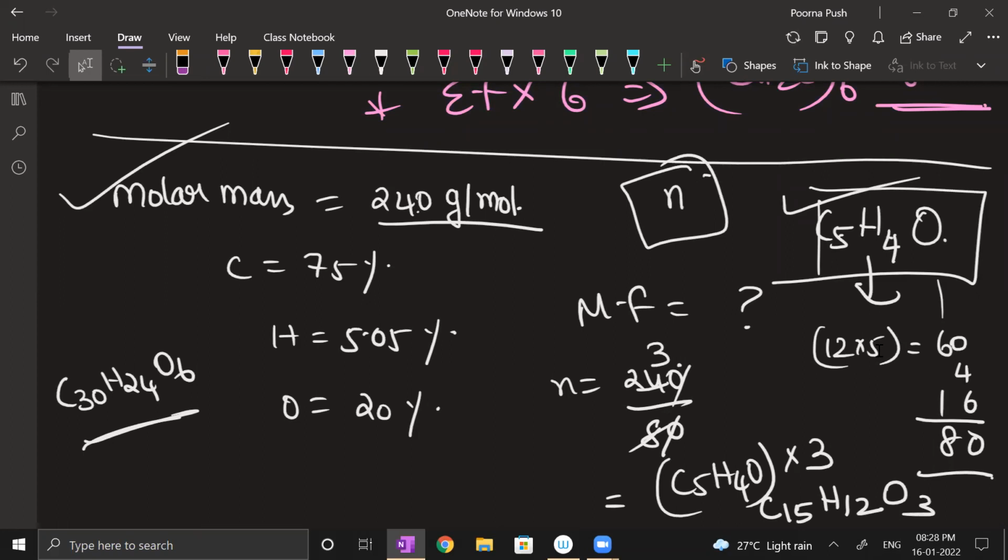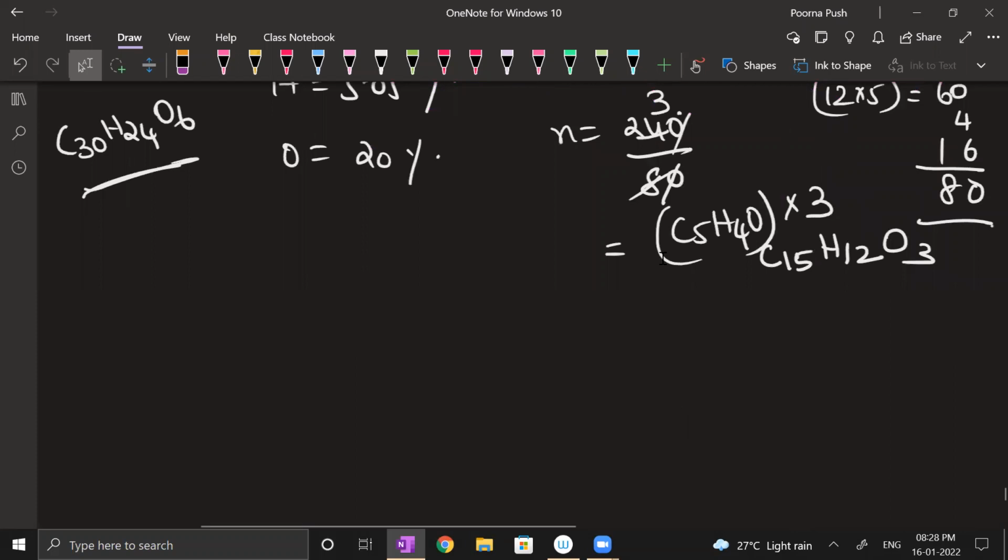All of you understood? Got it? Yes, ma'am. Any doubts? No, ma'am. Okay. Simplified form of molecular formula is nothing but the empirical formula. That's it. Very simple.